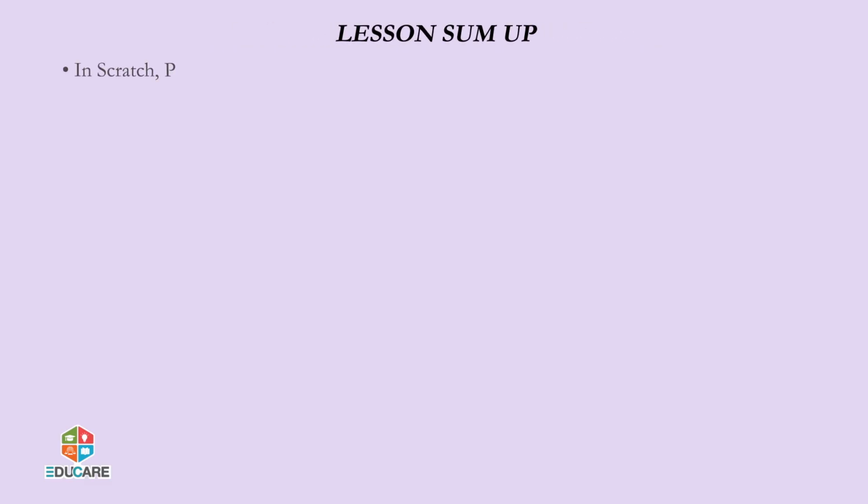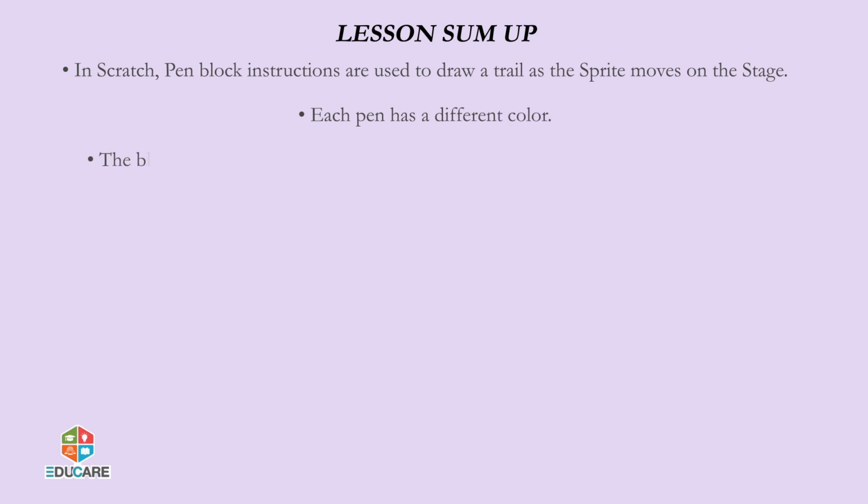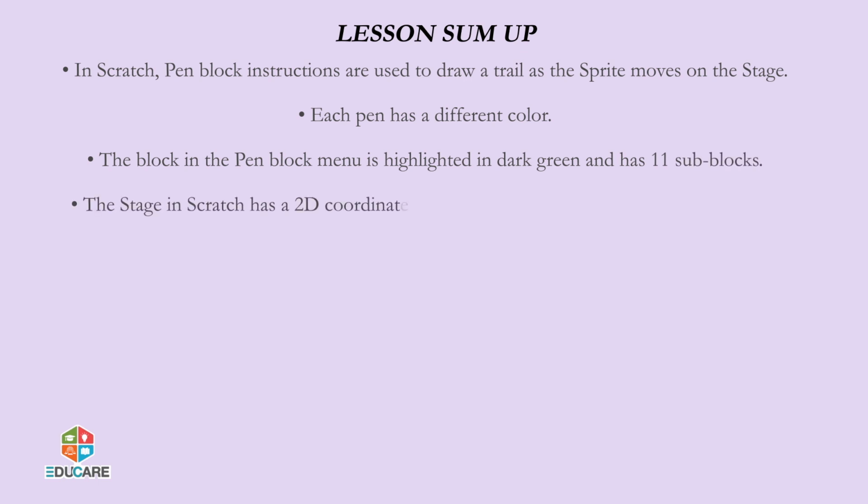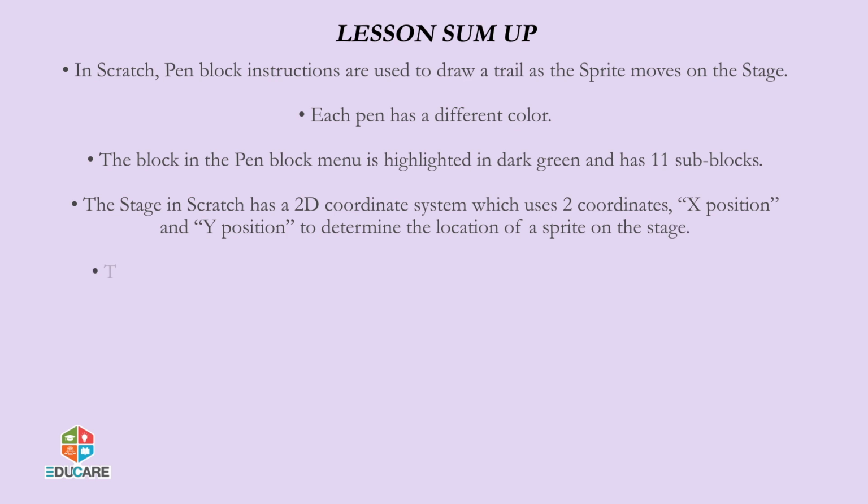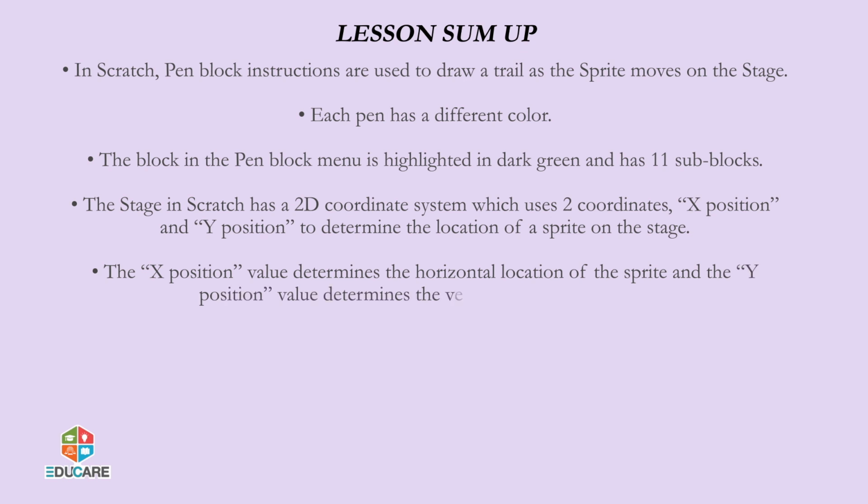Lesson sum up. In Scratch, pen block instructions are used to draw a trail as the sprite moves on the stage. Each pen has a different color. The block in the pen block menu is highlighted in dark green and has 11 sub-blocks. The stage in Scratch has a 2D coordinate system which uses two coordinates, X position and Y position, to determine the location of a sprite on the stage. The X position value determines the horizontal location of the sprite and the Y position value determines the vertical location or height. The screen is a 480 into 360 rectangular area.